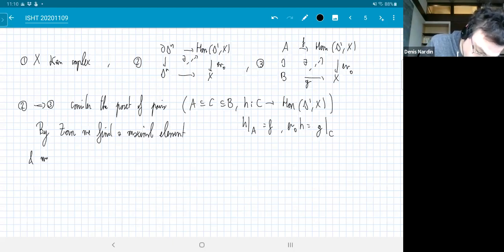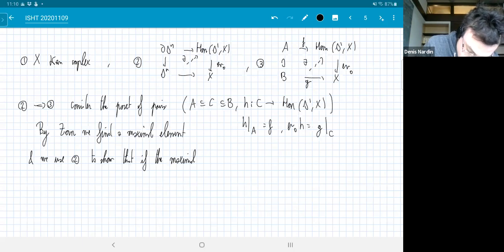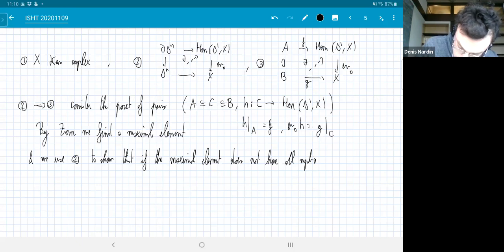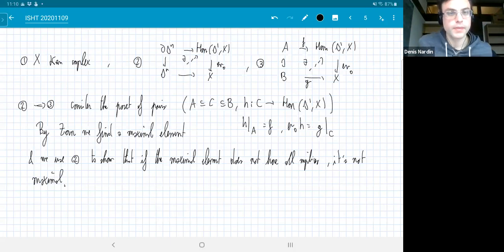And we use 2 to show that if the maximal element does not have all simplices, it's not maximal. Let me not give more details than that. We have seen already one proof in this vein, and that's just the idea that you can get B from A by adding simplices until you run out of space.